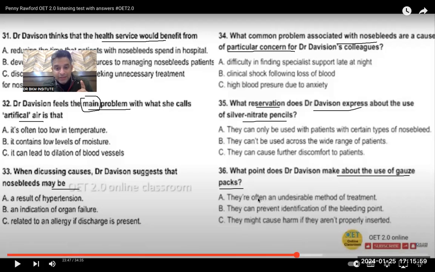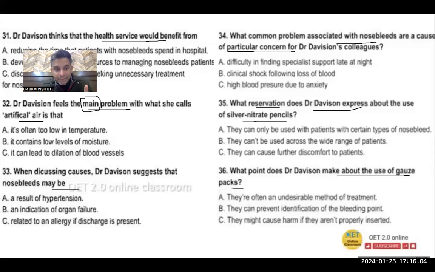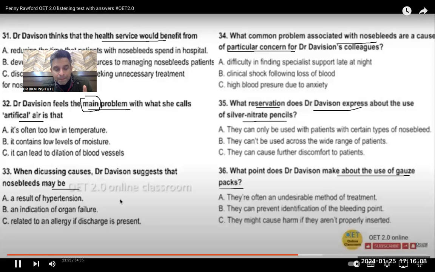Let's listen to it again. about 30%, we can't find a specific cause. A lot of people who are at the age where they get high blood pressure are prone to nosebleeds, but the blood pressure itself doesn't cause them.